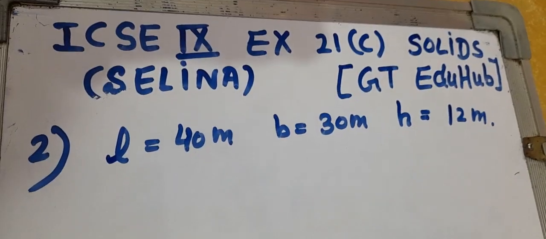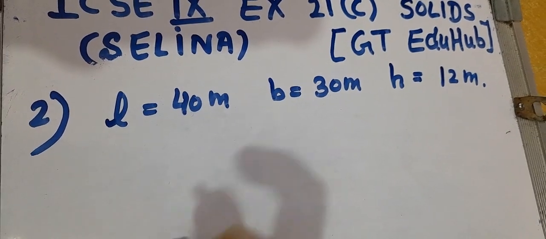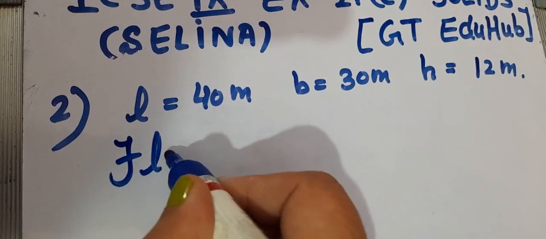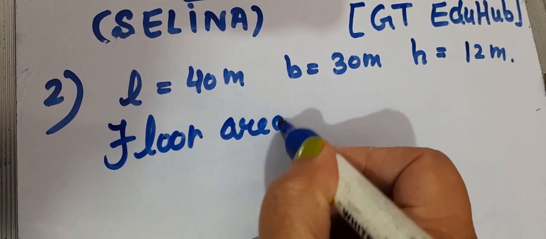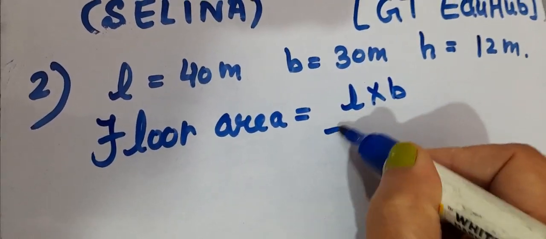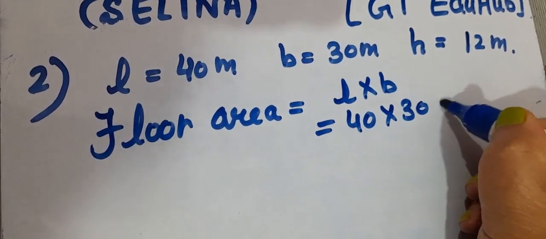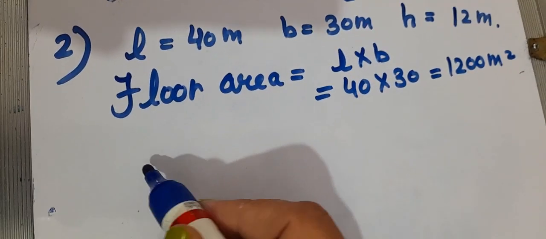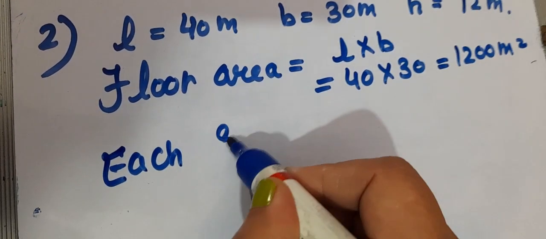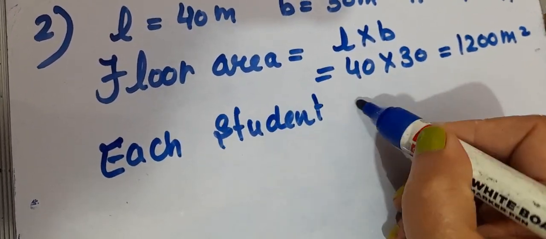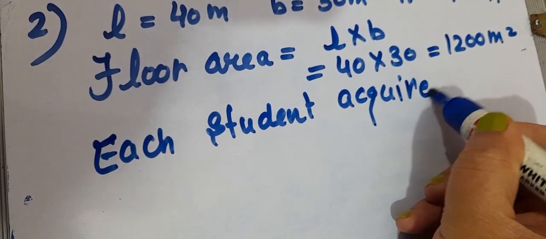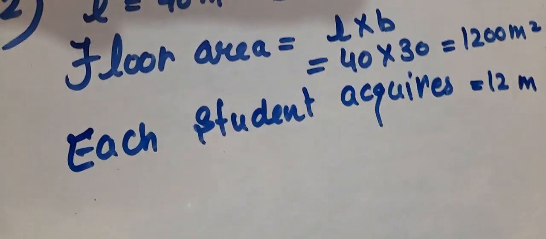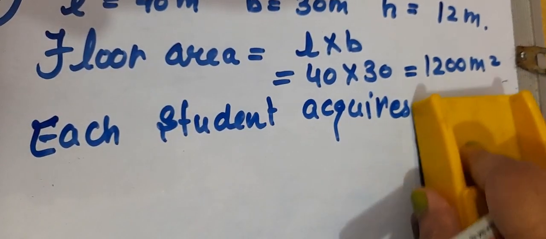So for this we have to find the area of the floor, as each student occupies 1.2 meter square. So let's find the floor area. Floor area of the auditorium will be L into B, this 40 into 30, that is 1200 meter square. Each student acquires, it's not 12, 1.2 meter square.